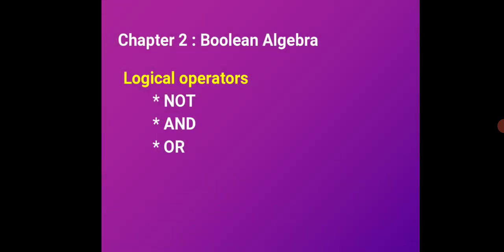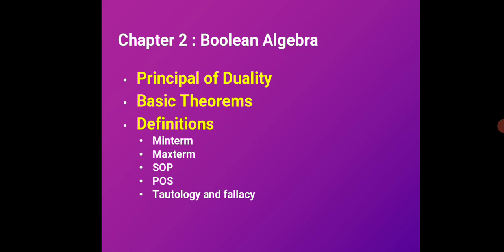The next chapter is Boolean Algebra. In Boolean Algebra, the important concept is logical operators: NOT, AND and OR operators. And next is the principle of duality. I think you know what the principle of duality is: change each OR sign with AND sign and AND sign with OR sign, 0 with 1 and 1 with 0.